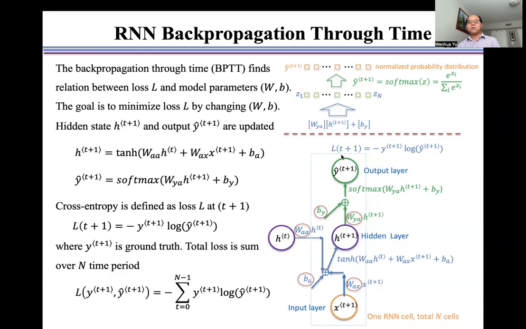So our goal is to calculate the gradients of the loss function error with respect to 5 model parameters: 3 matrices, first is WYA, WAA, and WAX, and 2 biases, BY and BA.